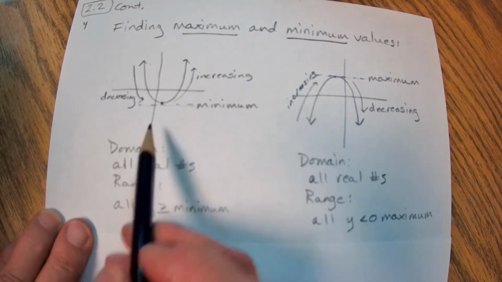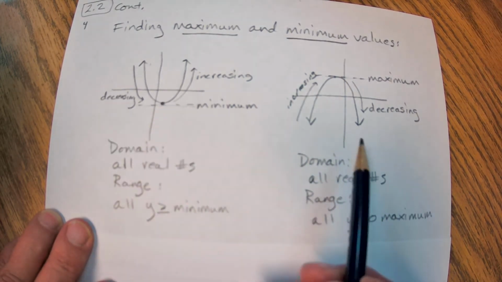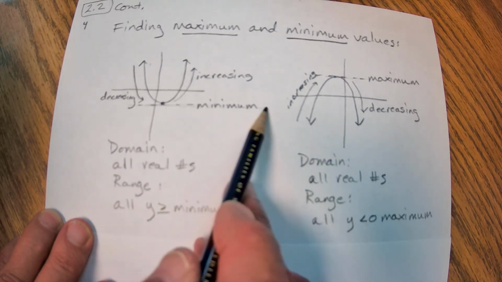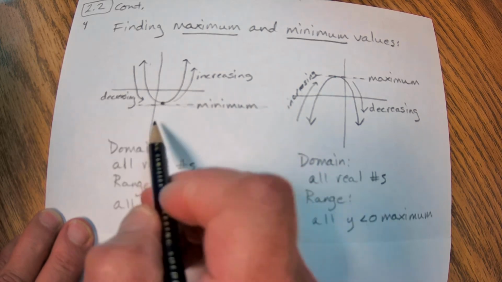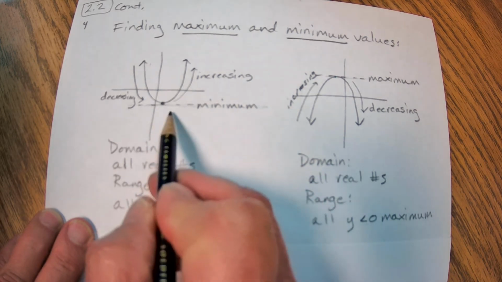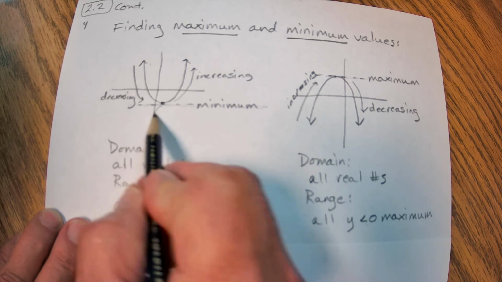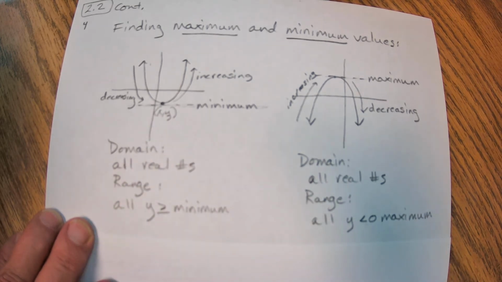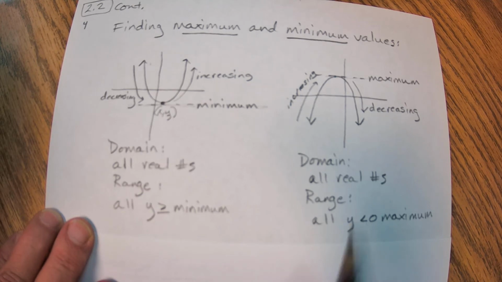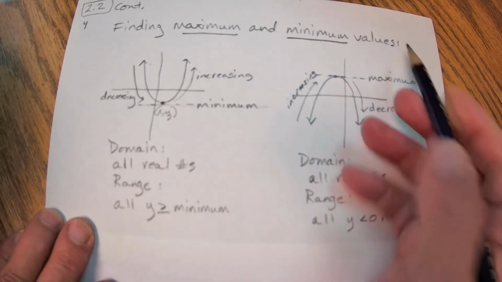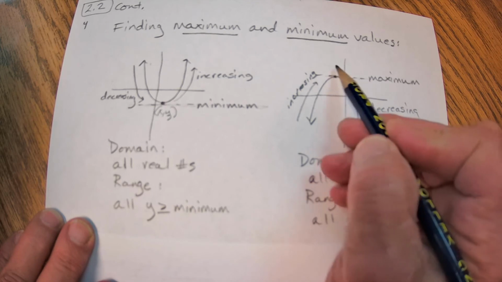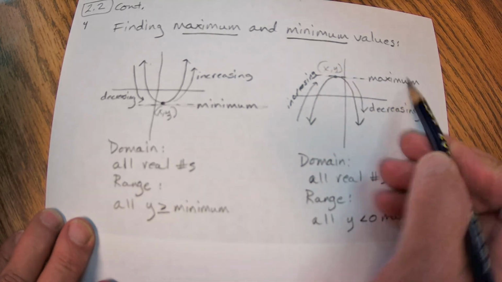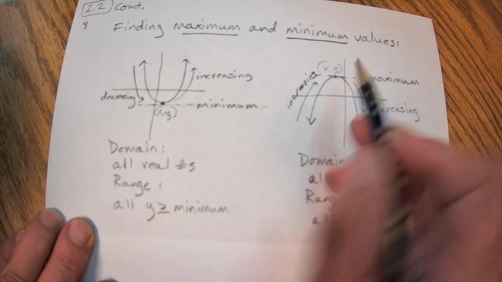So if you think about, here's the vertex, right? And this is the minimum value. Well, isn't this the minimum? Doesn't it just represent whatever y is on the vertex? Yep. Same here. If this is the vertex, then I know that the maximum value is y equals whatever that is.